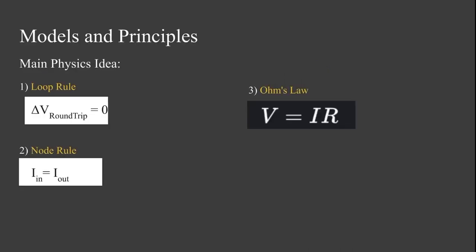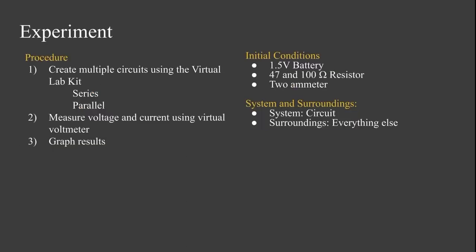The main physics ideas that are present in this experiment include the loop rule, delta V round trip is equal to 0, node rule, I in equals I out, and Ohm's law, which is V equals I, the current, times R, resistance. The procedure in this experiment includes creating multiple circuits using the virtual lab kit, including series, parallel, and RC circuits. Next, we measure the voltage and current across different sections of the circuit by using a voltmeter. Finally, we graph our results to find any trends and understand the circuit more.